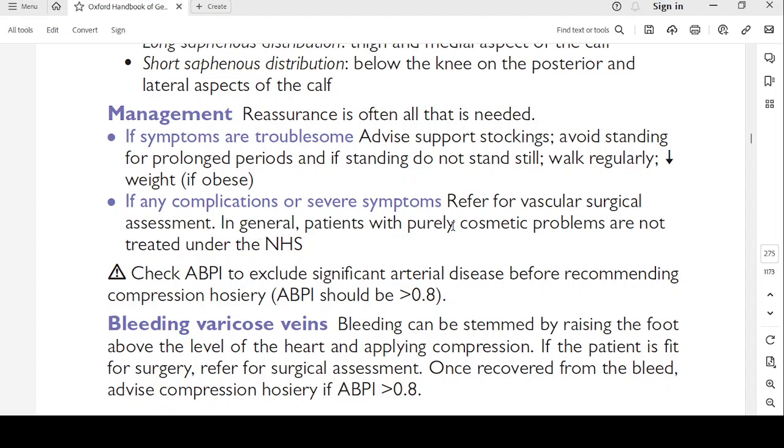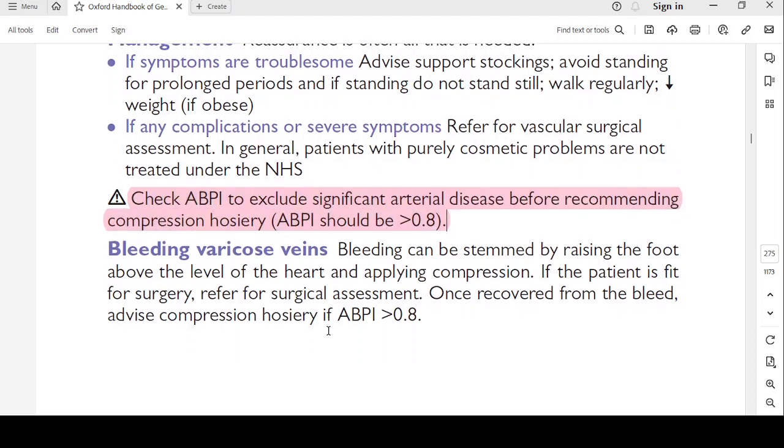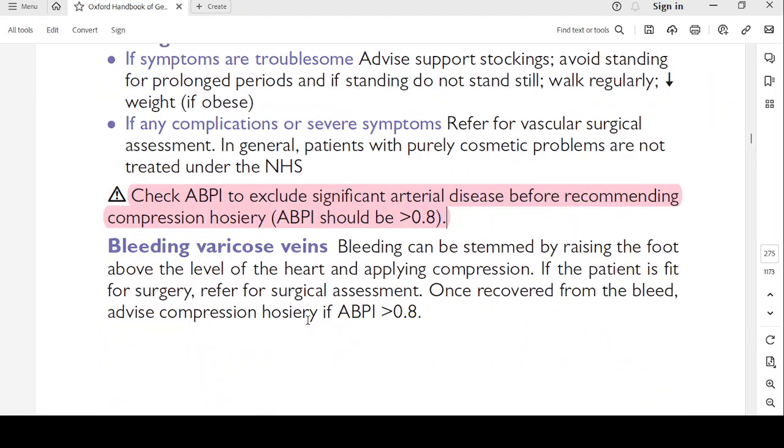In general, patients with purely cosmetic problems are not treated under the NHS. Check the ABPI to exclude significant arterial disease before recommending compression hosiery. So, ankle brachial pressure index should be more than 0.8 when you are recommending compression stockings.